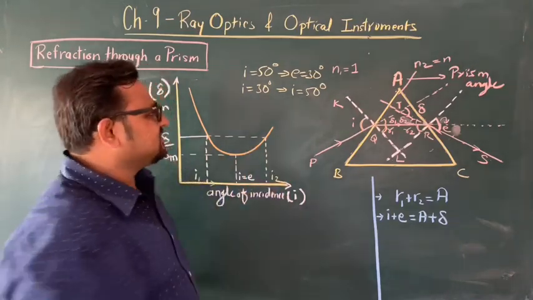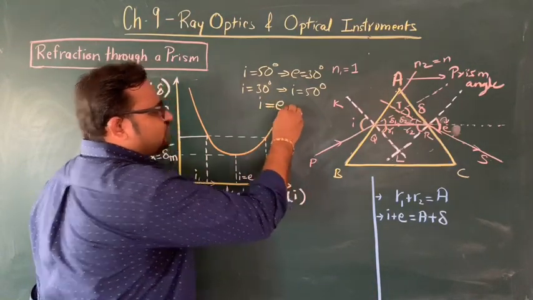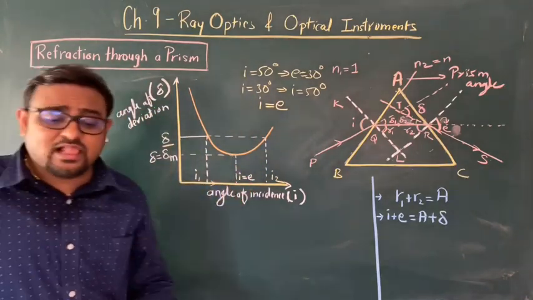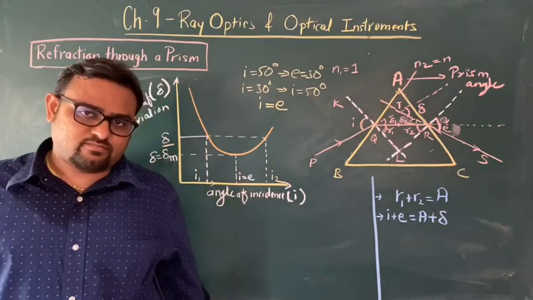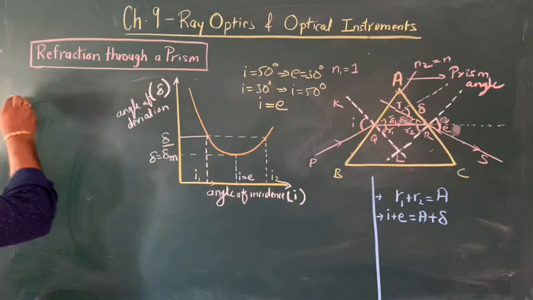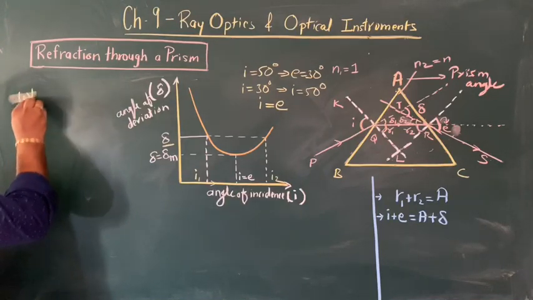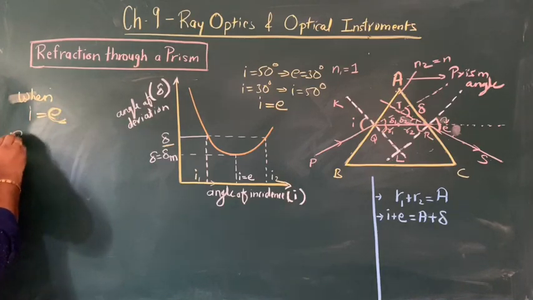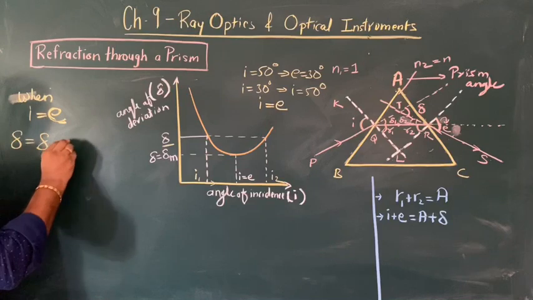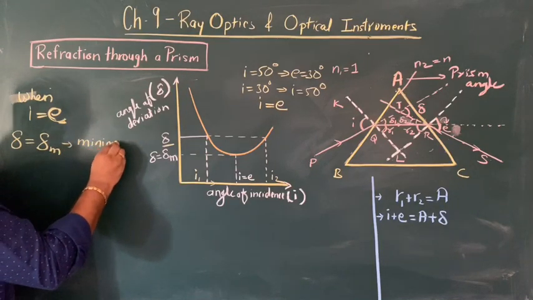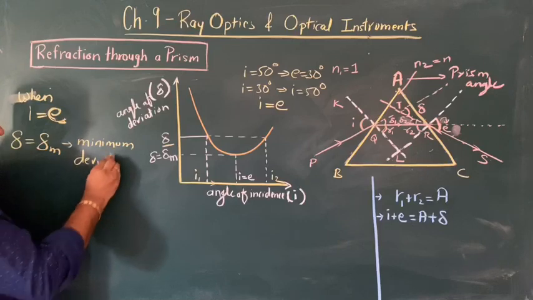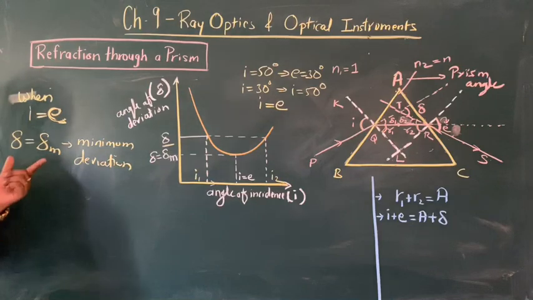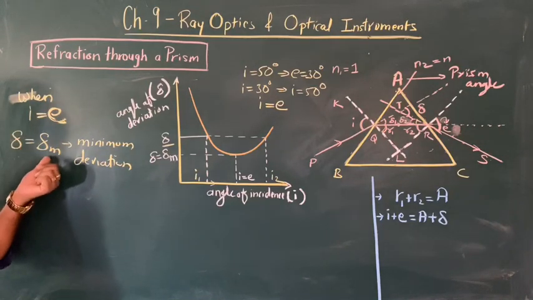But in one case, when I will be equal to E, at that time the angle of deviation will be minimum. Okay, so remember, when I is equal to E, delta is equal to delta M, that is minimum deviation. Clear? So now, see here, at I equal to E, delta equal to delta M.